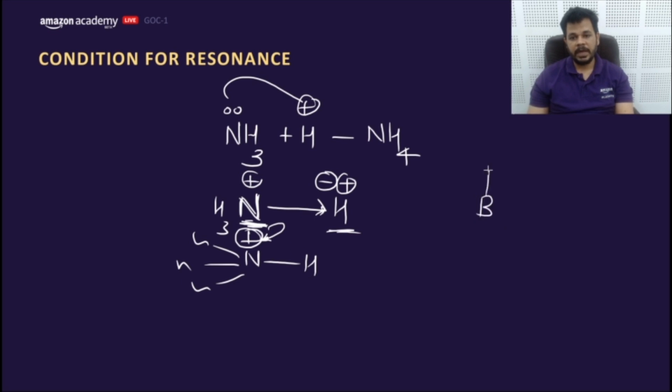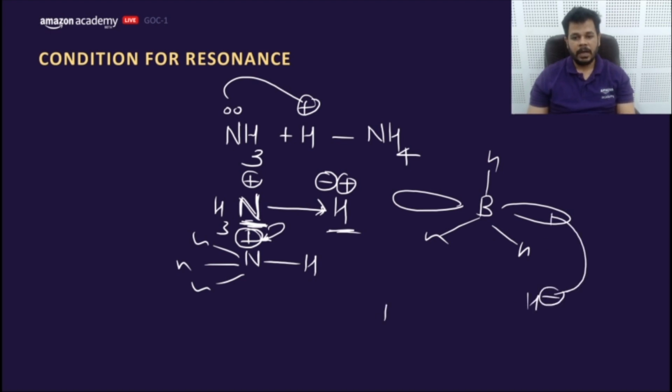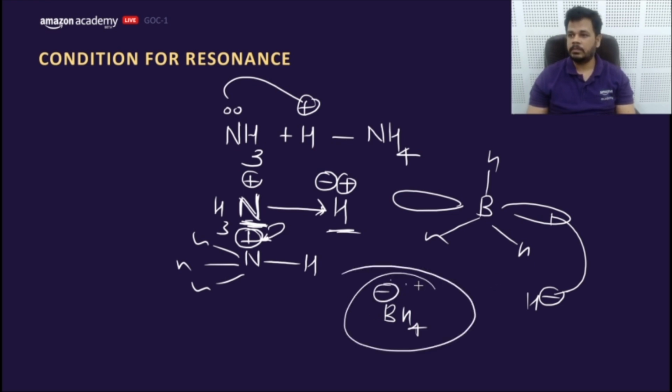Similarly, BH3 has a hypovalent center. So if an H minus goes here and forms BH4 minus, boron gets a negative charge. That does not mean it has a lone pair. Getting my point? So every negative charge is not a lone pair. Usually negative charge means lone pair, but in the case of boron, negative charge means just a formal charge. It does not represent any lone pair.